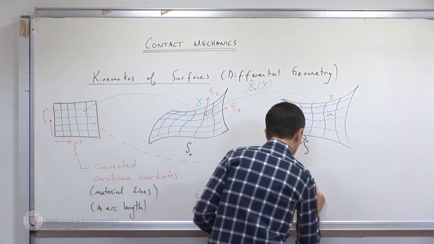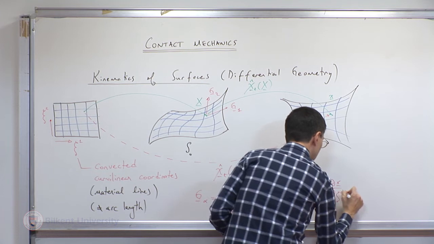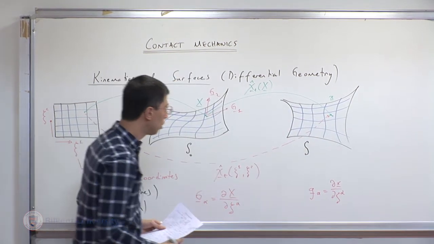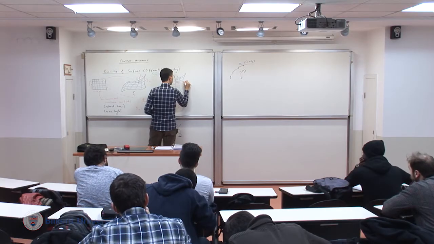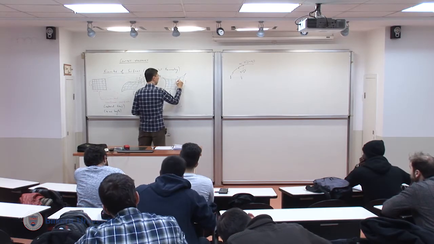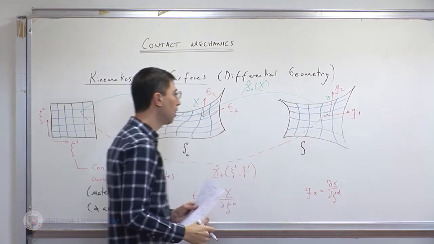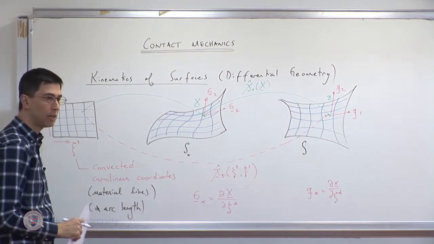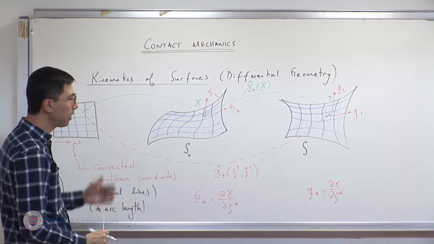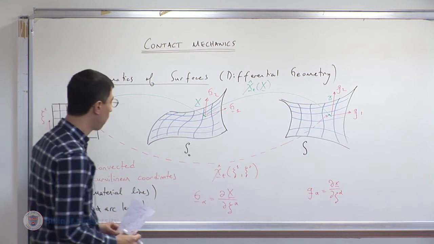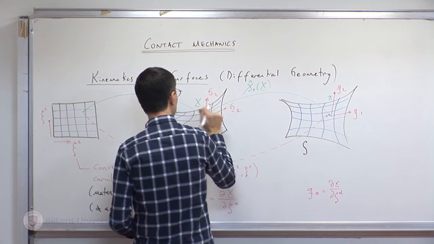And likewise, here I can introduce g alpha, which is del x over del xi alpha, which likewise is going to be tangential to the blue line on the spatial configuration along the one direction, and g2 is going to be tangential to the blue line along the two direction. So now I have these vectors. They are tangential vectors. And therefore, it also, of course, makes sense to introduce a local normal.